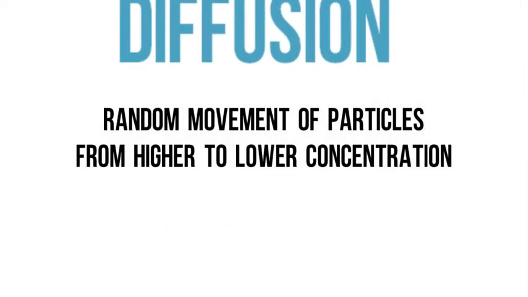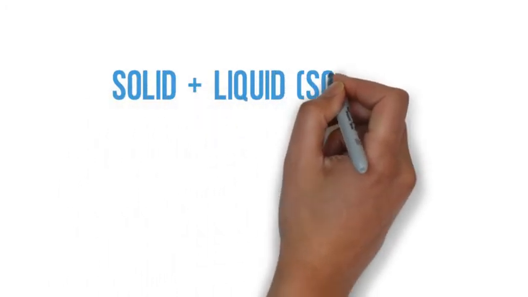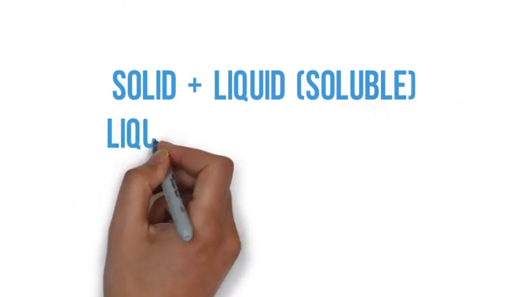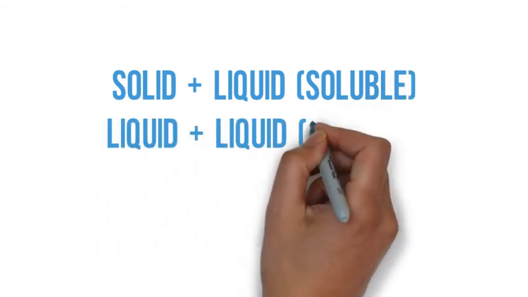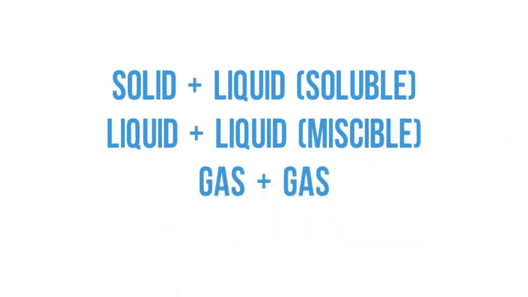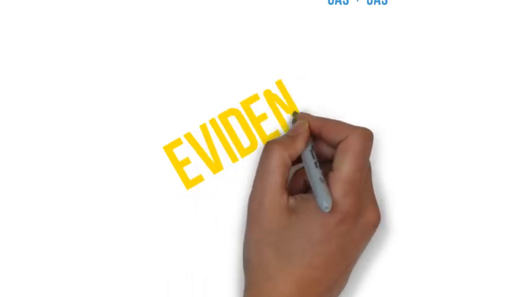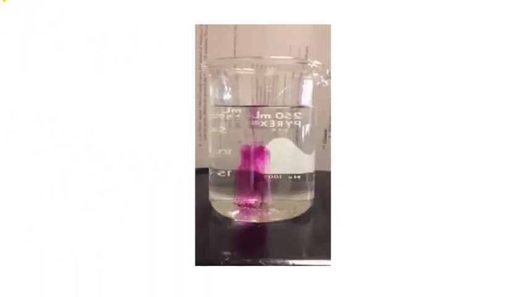Now this diffusion can take place in a mixture of solid and liquid, a mixture of liquid and liquid, and a mixture of gas and gas. For diffusion between solid and liquid, the solid must be soluble in liquid. For example, if you add sodium chloride to water, which is soluble in the water. For liquid plus liquid, the liquids must be miscible, which means that they must mix into each other. So you cannot use oil and water as they are immiscible liquids. While for gases, there is no exception. All the gases can diffuse without any exception. Now diffusion is also an evidence to the fact that all the substances are made up of particles.